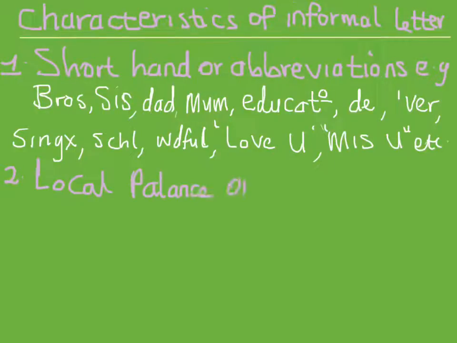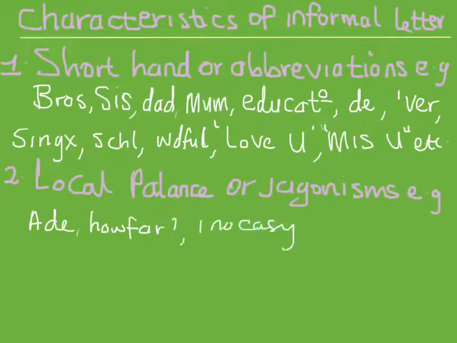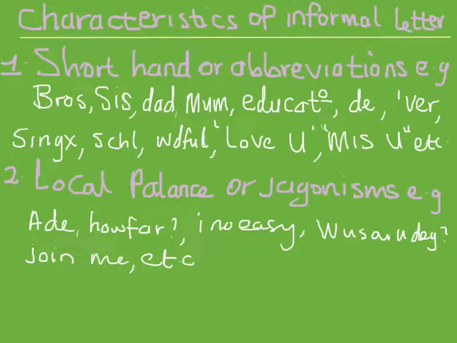Also, they make use of local parlance or jargonism. These are words that we speak in our quarters, in our home, and among our peers or among our friends. For example, we could say Ade, how far? E no easy. Wusa you dey? Join me. These are words that are not English words. They are not grammatically correct, but they do carry meaning, of course, and we call them local parlance or jargonism.